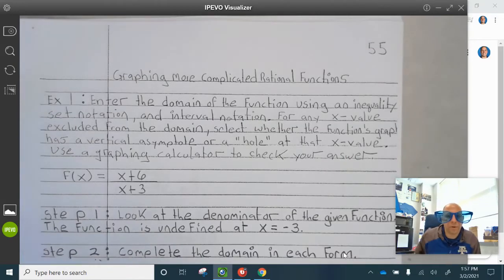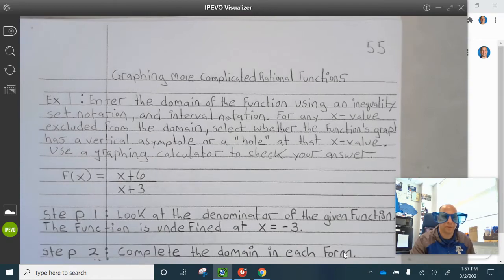Okay, Wildcats. Today we're going to journal page 55, graphing more complicated functions. Example 1. Enter the domain of the function using an inequality, set notation, and interval notation. For any x value excluded from the domain, select whether the function's graph has a vertical asymptote or a hole at the x value. Use a graphing calculator to check your answer. So we have f of x equals x plus 6 divided by x plus 3.